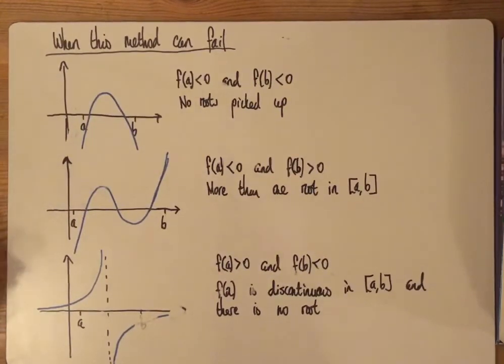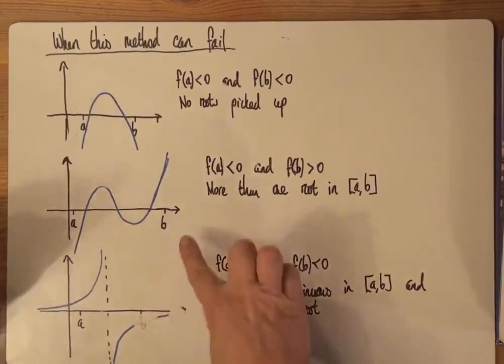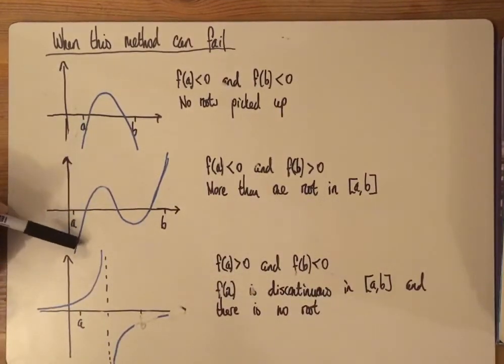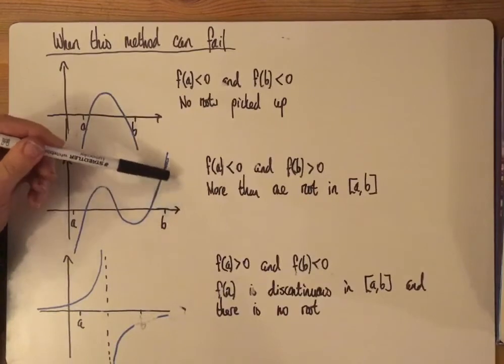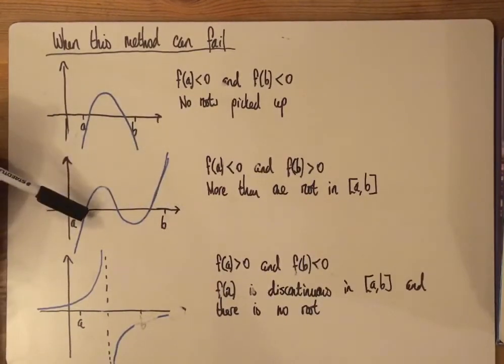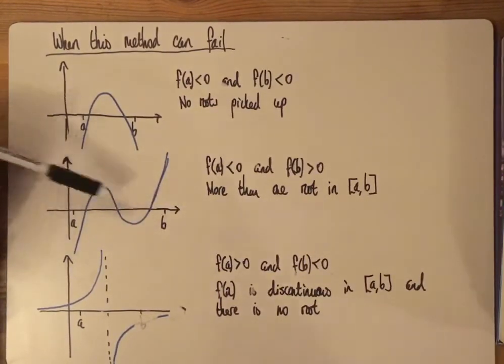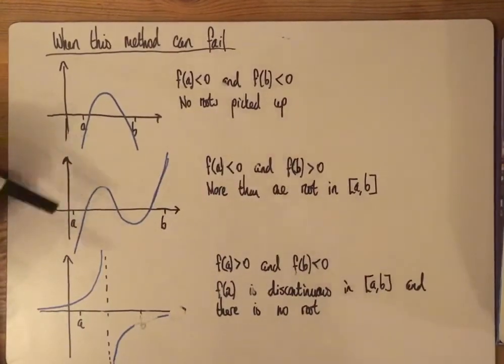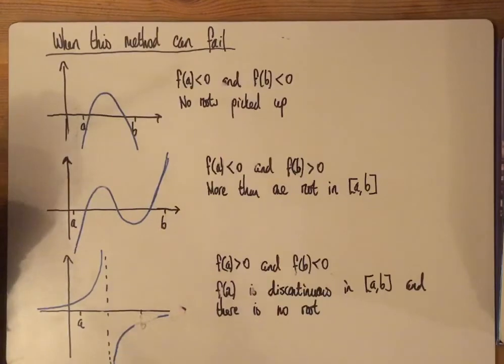Similarly, if your roots are all grouped closely together, for instance for this cubic, f of a is less than 0, f of b is bigger than 0, but there is more than one root in between the two, so you could have an odd number of roots between the two. The method won't tell you how many roots you have. All the method is telling you is that you have at least one root between a and b. In this case, there's 3, so it's not ideal in that scenario.